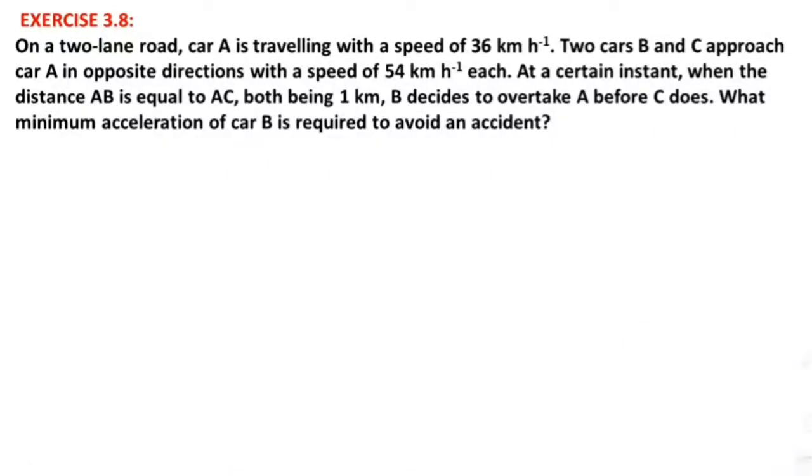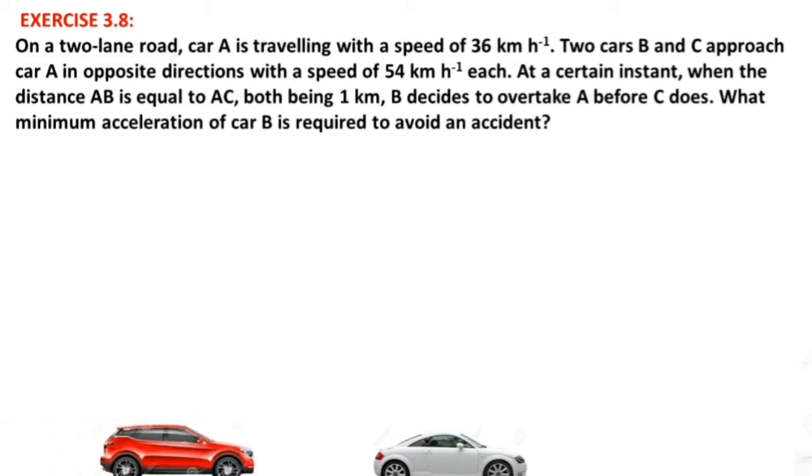Hi everyone, let's do exercise question 3.8. On a two-lane road, car A is traveling with a speed of 36 km per hour. You can see here, car A is traveling with a speed of 36 km per hour. Two cars B and C approach car A in opposite directions. Car B is coming from the left and car C is coming from the opposite direction. You see here, car C is coming here.